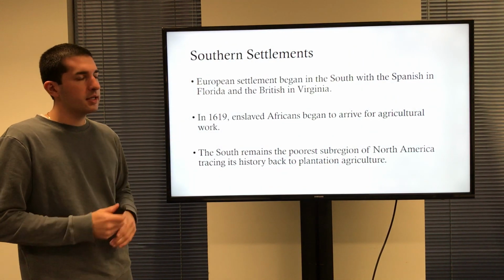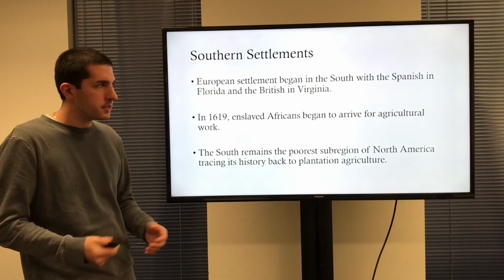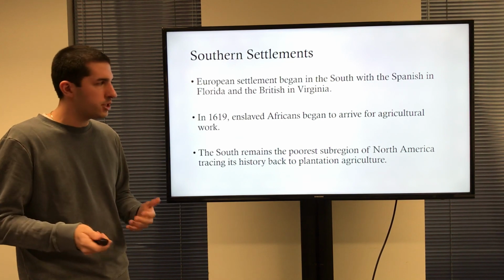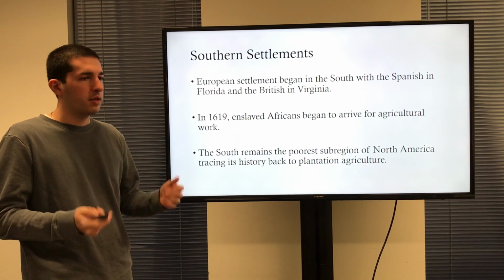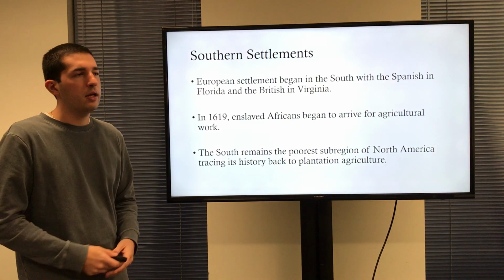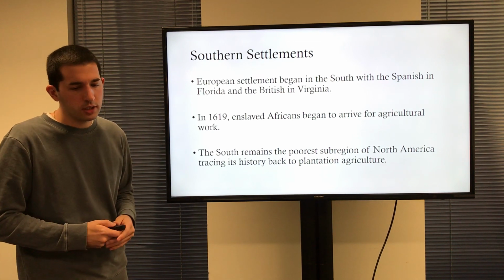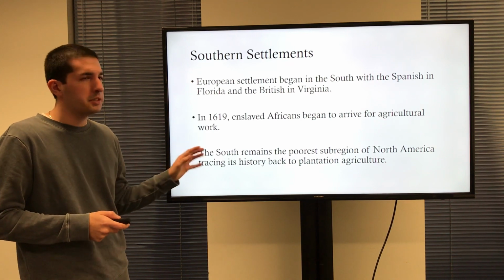In 1619, things changed when enslaved Africans began to be brought to the United States, and not just the United States, but the North American region, for agricultural work. As you can imagine, this had a profound impact on the local population, on the populations from which they came. But the South remains the poorest subregion in North America, tracing back to that plantation agriculture.